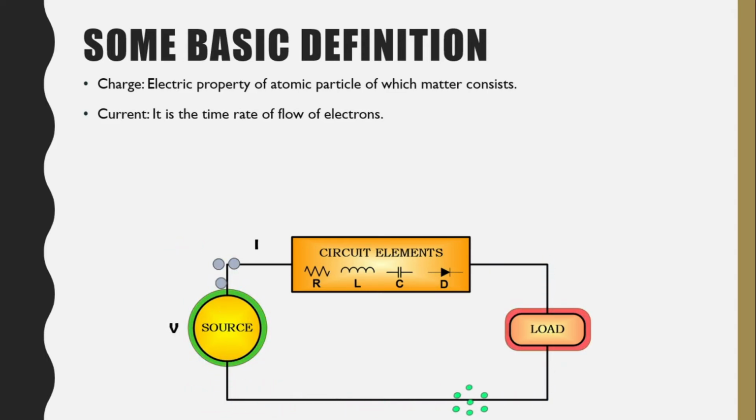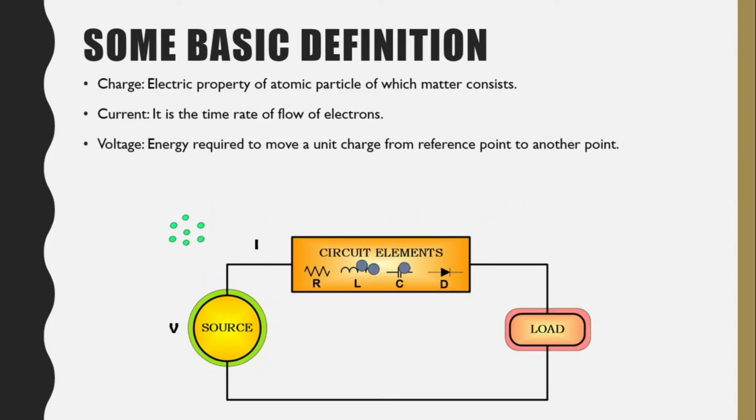As current is moving from source to load, and the load is demanding some energy, there is a voltage, that is, a potential difference. So the work done to transfer a unit charge from one point to another is called voltage. So the energy required to move a unit charge from a reference point to another point can be said as voltage. As a result of current and voltage, power is either delivered or absorbed.